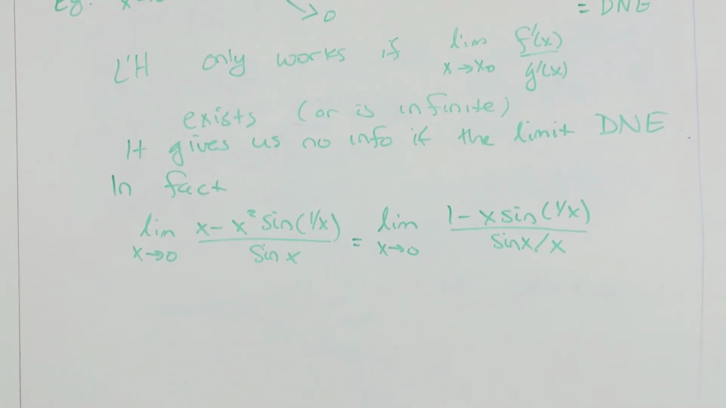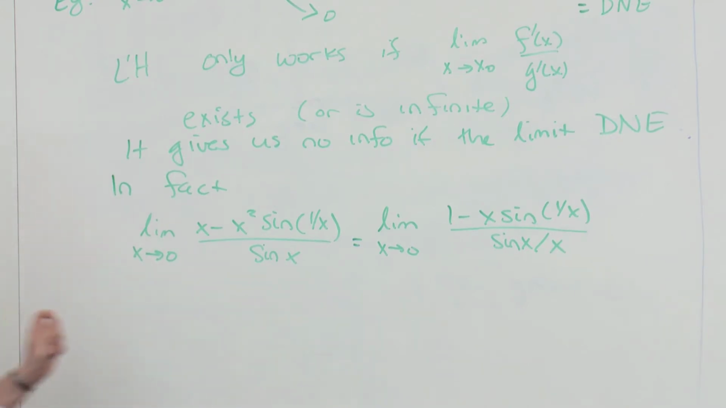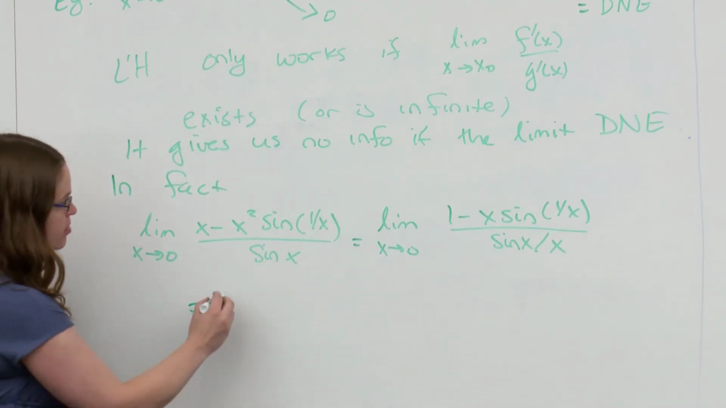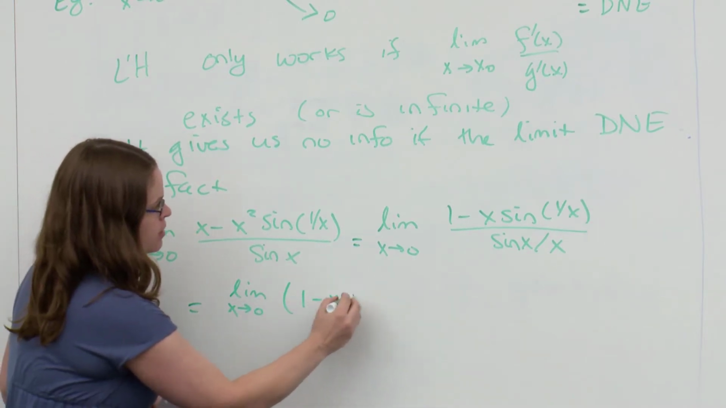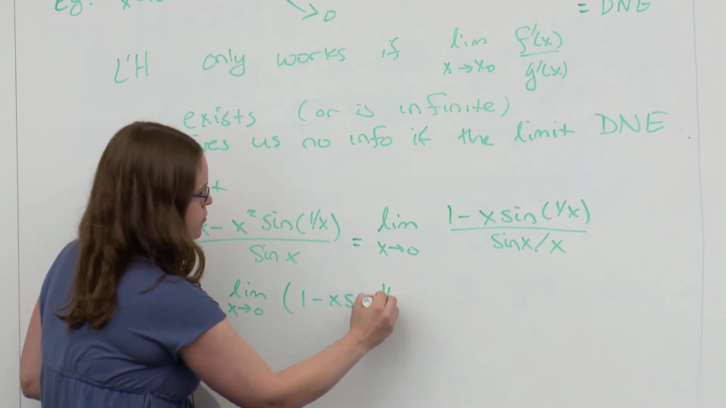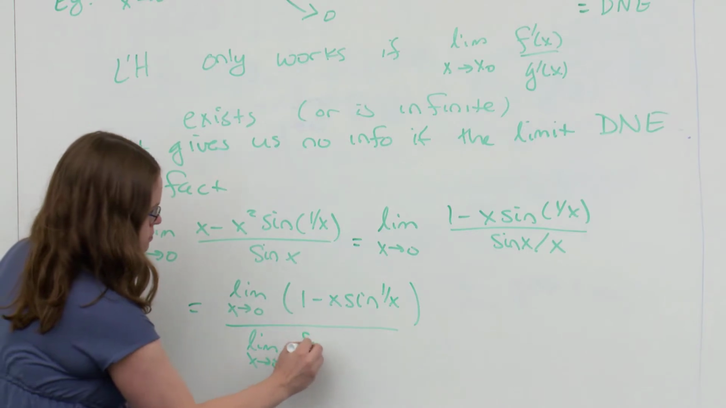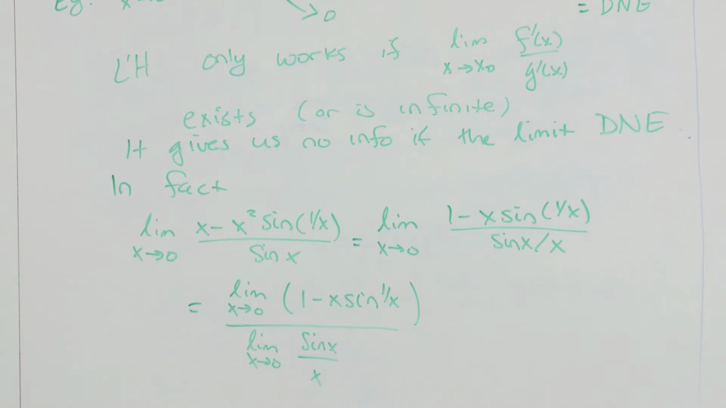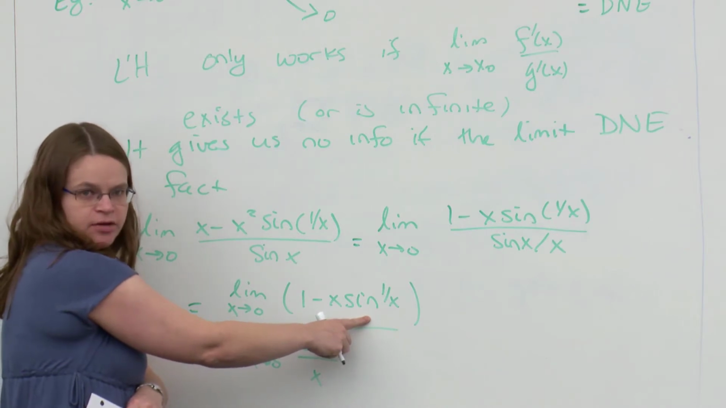Now, these are both perfectly valid things, right? Again, I'm only interested in what happens near x equals 0, not at x equals 0. And in fact, both of these limits exist. So I can use the limit laws that we have to say this is the same as the quotient of these limits. And what is this limit actually equal to? It's equal to 1, right? So again, here's 1, 0 times something that stays bounded by 1.